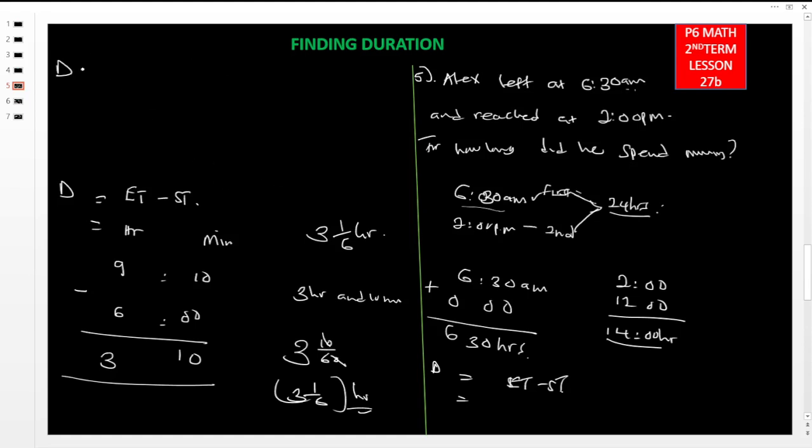So duration here is equal to ending time minus the starting time. So what is the ending time? It was 14:00 hours. Now take away this one, 6:30. Are we getting that? Or we can even design it in terms of hours and minutes. Now 0 take away 30, this is impossible. We regroup here, we remain with 13 hours, right?